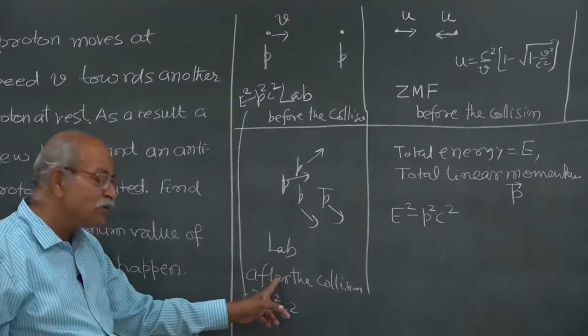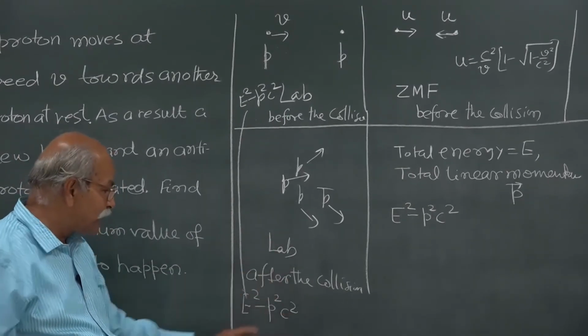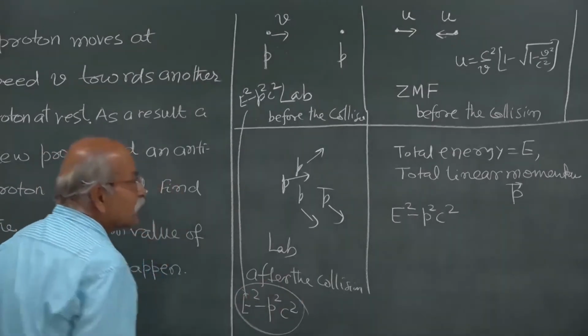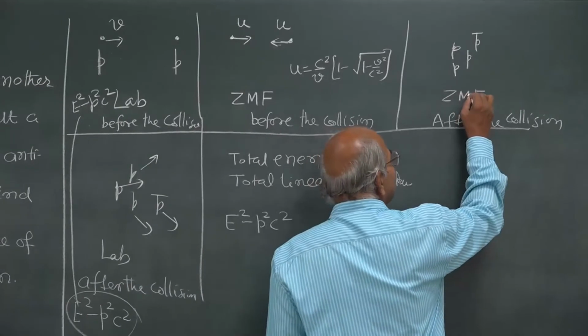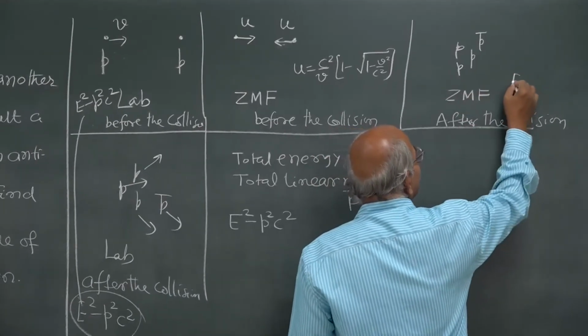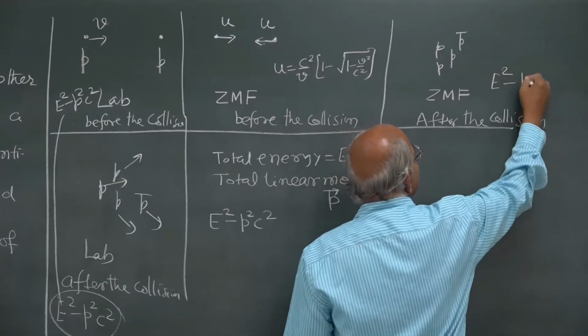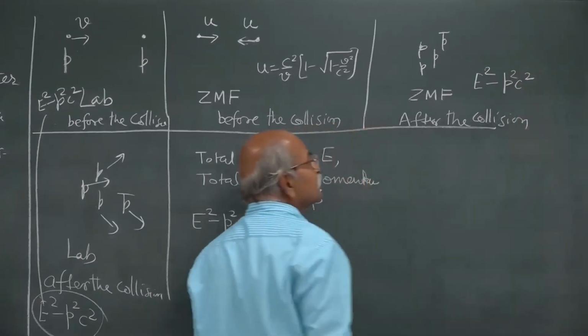Now, after the collision in the lab frame, this quantity, and after the collision in this zero momentum frame, here also calculate what is E square minus P square c square.